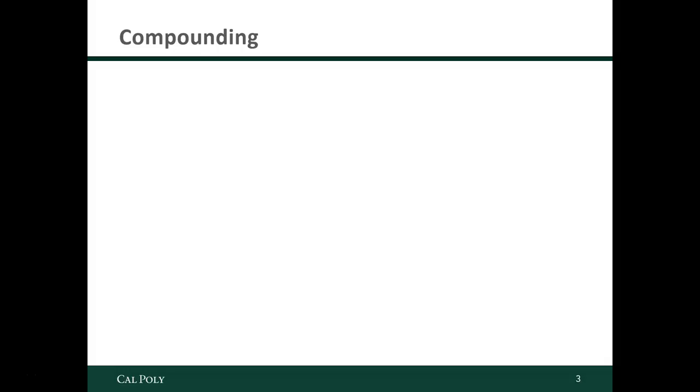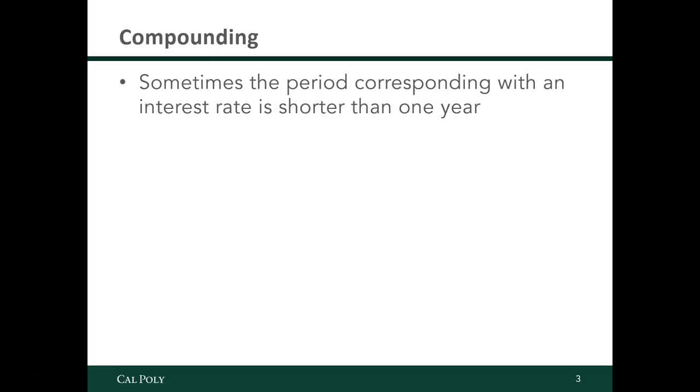You've learned how to compound interest when it occurs once a year, right? You can tell me if I have a 1% interest rate per year and I start with $100 in the bank, how much money is going to be in that bank account 1 year later, 10 years later, 100 years later. What happens if the period over which that interest is compounded is different? So sometimes the period corresponding with an interest rate is shorter than 1 year.